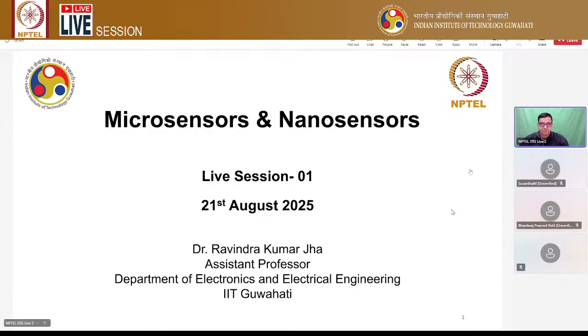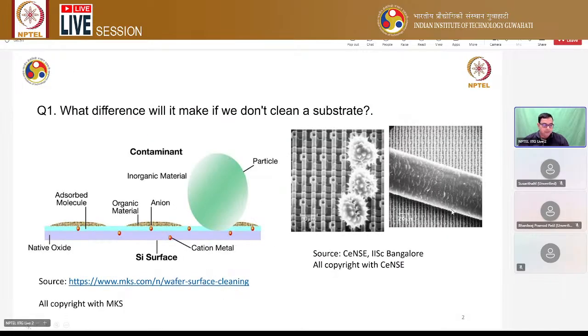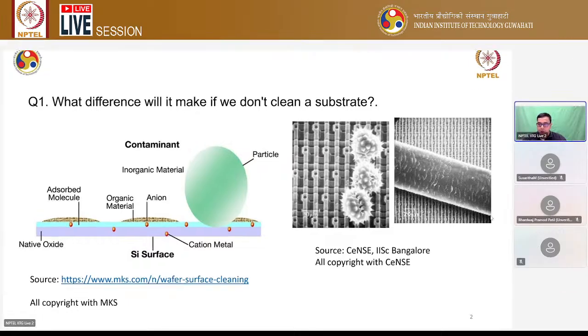Okay, so the first question that came was, what difference will it make if we do not clean a substrate and we start fabrication without cleaning the substrate? If you remember, I have mentioned that there are a number of contaminants available on a wafer surface, and those contaminations come from the various processes through which a wafer goes.